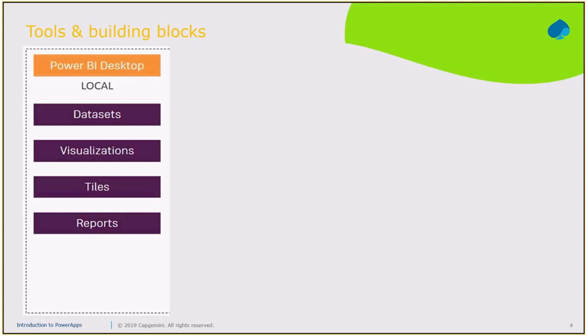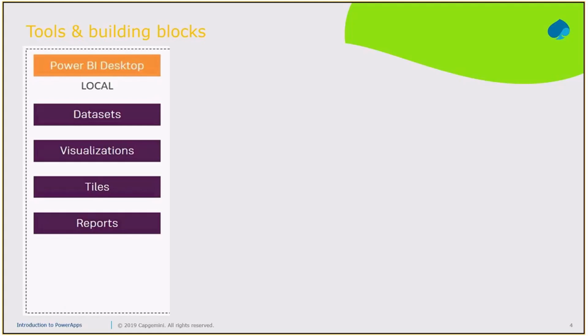The next one is visualization, where we visualize the data from the data set we built earlier. The next are the tiles. Tiles are basically small sections of visualizations which are grouped together in a report. Which is our next point: reports. What are reports? They are a combination of different visualizations spanned across multiple pages.